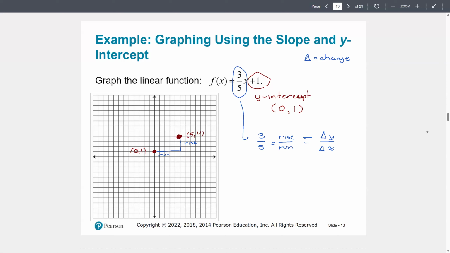And from here, all we have to do is draw a line connecting the 2 points. I'm trying to pick a good spot so I don't mess this up with this arrow. There we go. We have the equation for our line. Or not the equation, I'm sorry, we have the graph of the equation of our line.